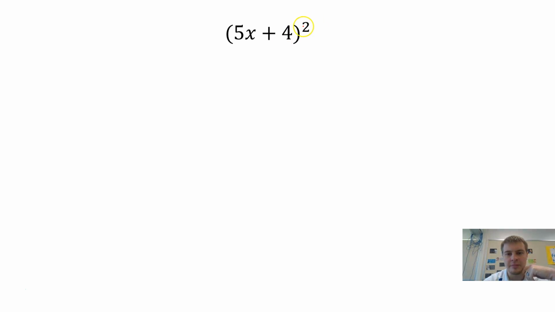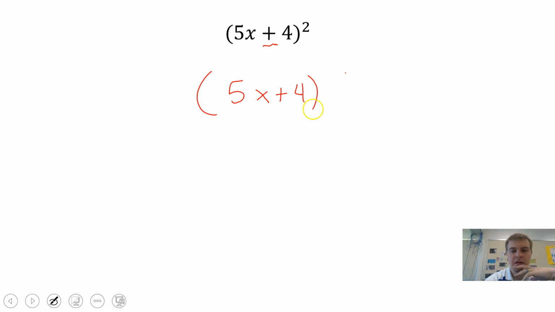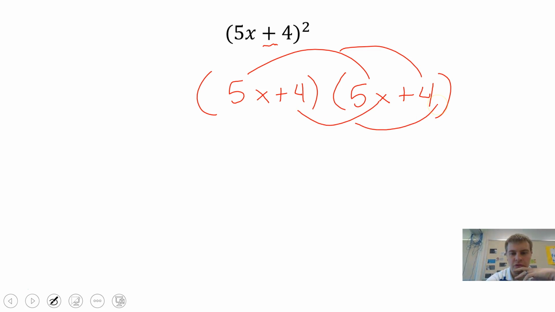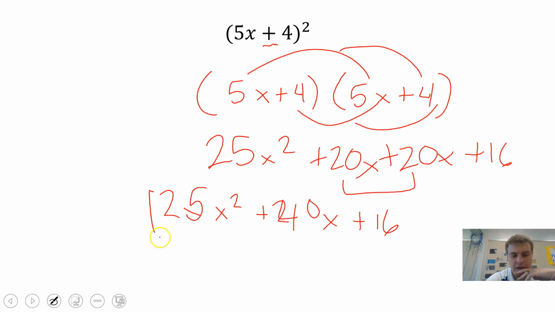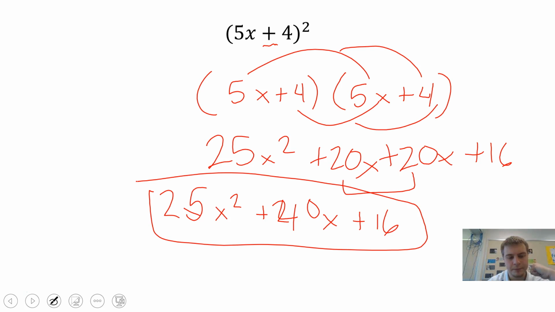On this one, it's really tempting to square both things on the inside, but you can't do that because we have this adding in between. So when we have a squared and we have an adding, we have to rewrite it. So that means that we have 5x plus 4 times 5x plus 4. And now I can distribute it through. That's going to give me 25x squared plus 20x plus 20x plus 16, which in the end is going to give me 25x squared plus 40x, because I can combine my middle terms, plus 16. And this would be my final answer. Let's do the next one.